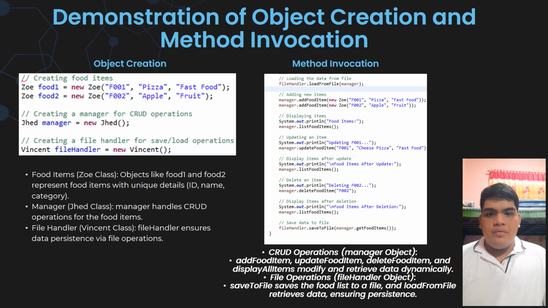And the method invocation here on the right, CRUD operations in the manager object: add food item, update food item, delete food item, and display all items, modify and retrieve data dynamically. The file operations in the file handler object: save to file saves the food list to a file, and load from file retrieves data, ensuring persistence.